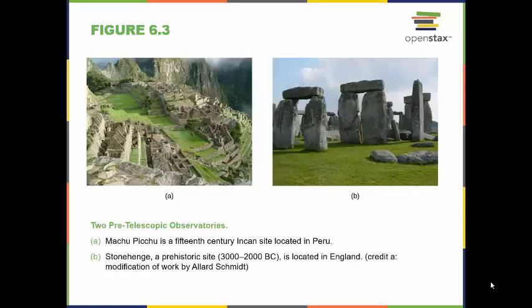Prior to the development of telescopes, ancient civilizations built observatories. Here we see Machu Picchu, which was built in the 15th century in Peru. Also shown is Stonehenge in England, which is a prehistoric site dating back to 3,000 to 2,000 years before the birth of Christ. These observatories were used to help keep track of celestial bodies and their movements. The main instrument used was the human eye.